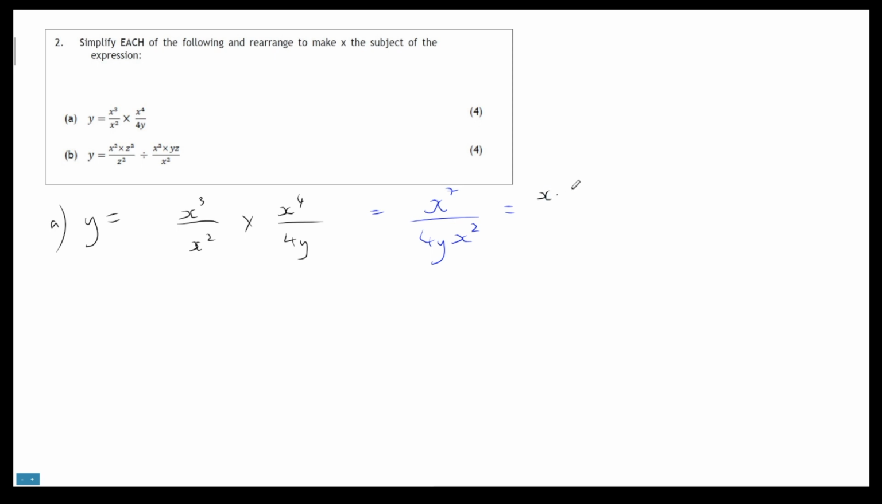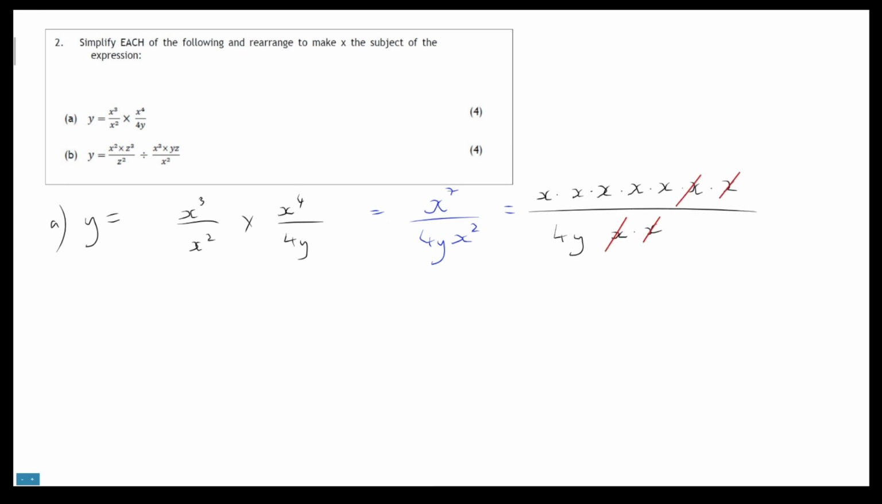I can explain what that is. This is really like talking about the 7 x's all multiplied together like this. 1, 2, 3, 4, 5, 6, and 7. And then on the bottom here, we've got a 4, a y, and 2 x's multiplied together. Now, anytime you see an x on the top, you can just cancel it out with an x on the bottom. So it's like this.